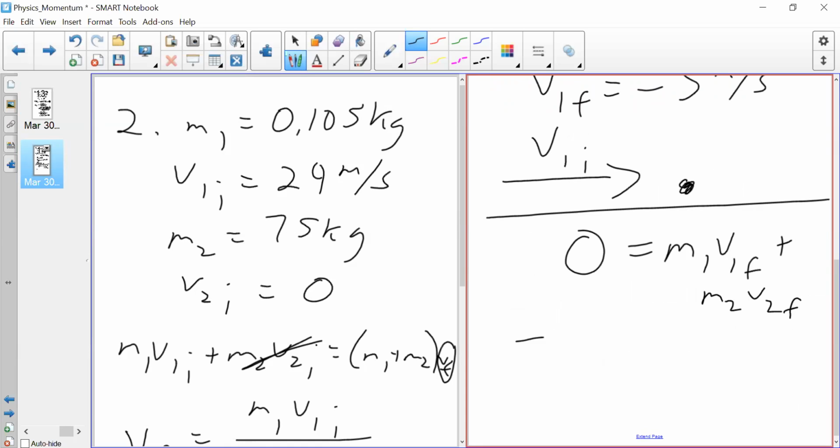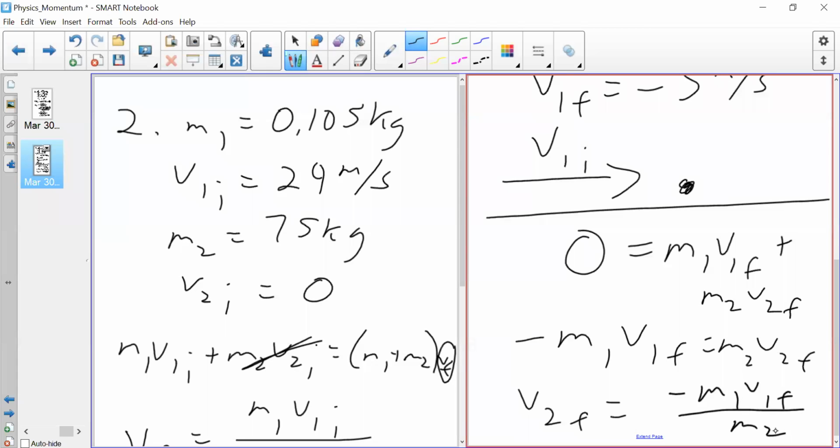So we can do this. M1 V1 final equals M2 V2 final. Run out of time here, but I'll set up the equation. V2 final is going to be negative M1 V1 final over M2, and plug in your numbers and you should get the speed of the ball. Yeah, sorry about that. It's a little awkward because the context is off for an explosion problem, and they don't give you the speed in the beginning for the bullet, which is weird. But that's the setup.